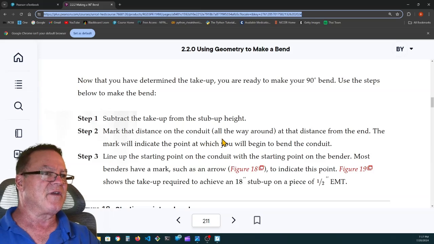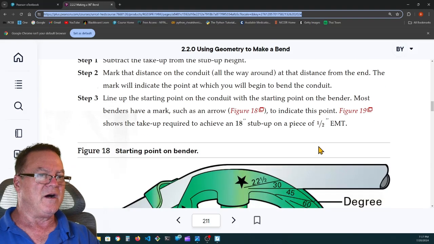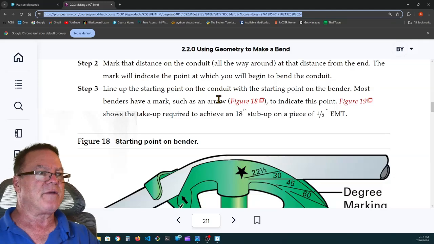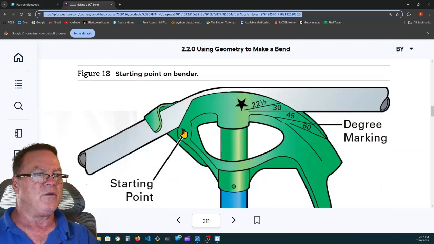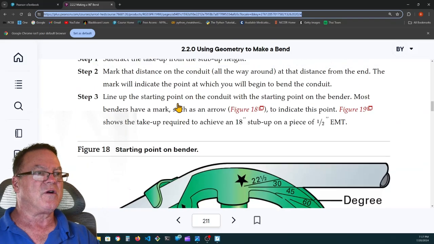Mark that distance on the conduit all the way around the conduit at the distance from the end. The mark will indicate the point at which you will begin to bend the conduit. Line up the starting point on the conduit with the starting point on the bender. Most benders have a mark, such as an arrow. Here's their arrow. They'll line that up with the start mark.